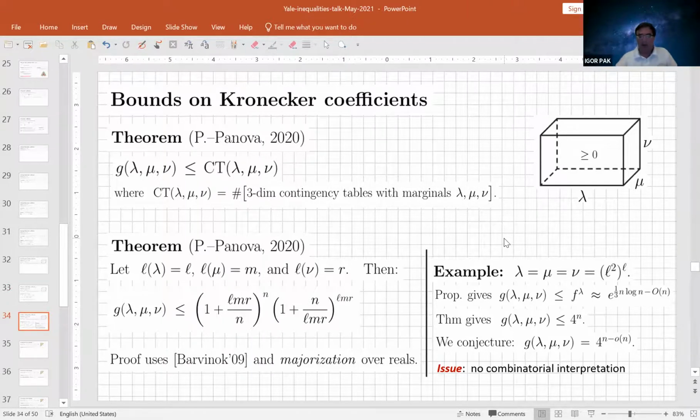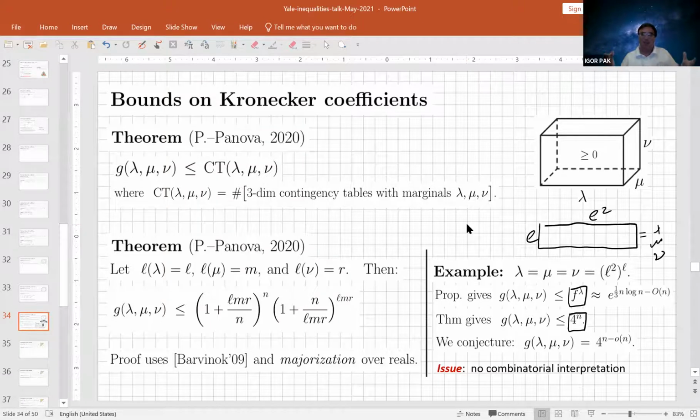So let me give you an example. Suppose all three partitions are rather large squares, where the rows are length L squared and the number of rows is L. So they're all the same three partitions, lambda, mu, and nu. Then in this case, the upper bound using dimension is actually about the cube root of n factorial. That's pretty large, while our upper bound gives 4 to the n. You see what I mean? So we get a substantial improvement in that particular case.